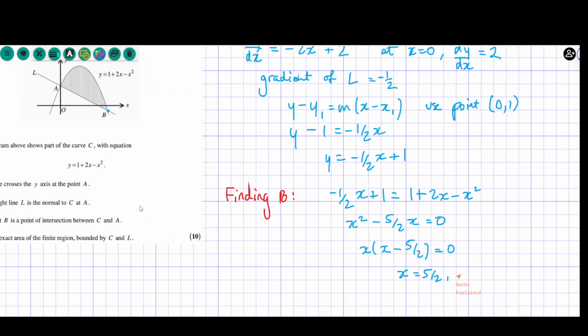This implies y equals, if we plug 5 on 2 into the straight line equation, this becomes negative 5 on 4 plus 1, negative a quarter. And so B is equal to 5 on 2, negative a quarter.